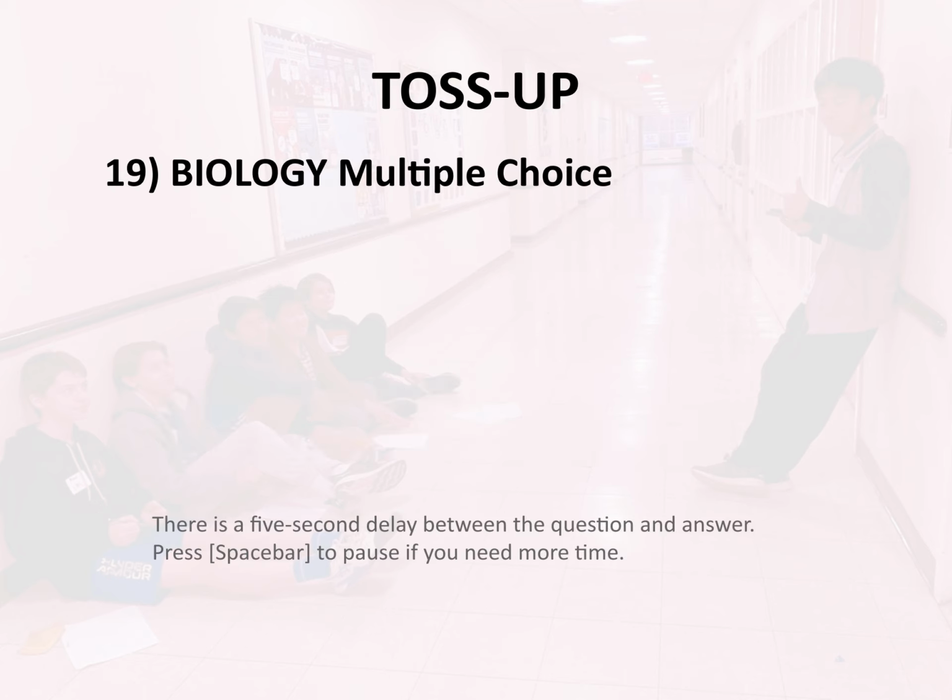Toss-up 19. Biology. Multiple choice. Which of the following is not a characteristic of diatoms? W. They have a saccharide cell covering. X. They have a frustule made up of silica. Y. They contain carotenoids, as well as chlorophyll A and B. Z. Some species produce toxins.